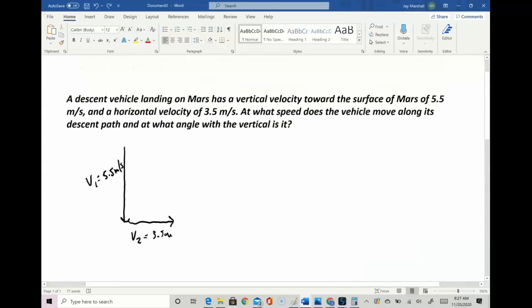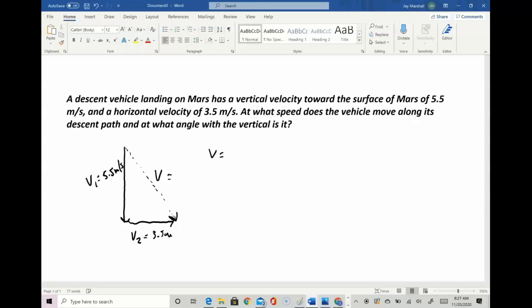Okay, and so to add these vectors together, you know that you just simply start at the beginning of the first vector and end at the end of the second vector, and that's your result. That tells you what the overall velocity is. This will be the velocity of the vehicle along its descent path. Its descent path is this angle thing here. And you know how to find the velocity. And again, the purpose of the diagram is so that you can create your formula.